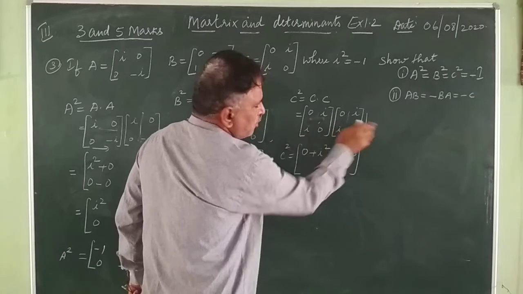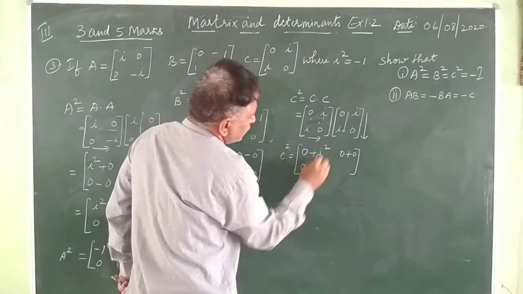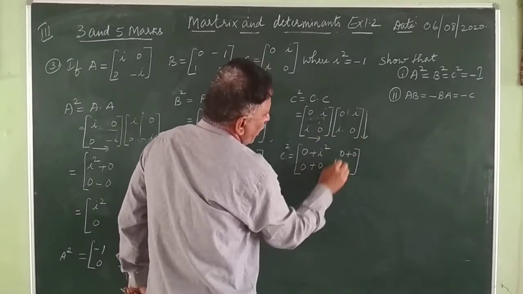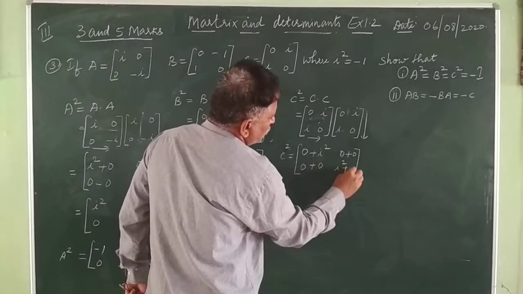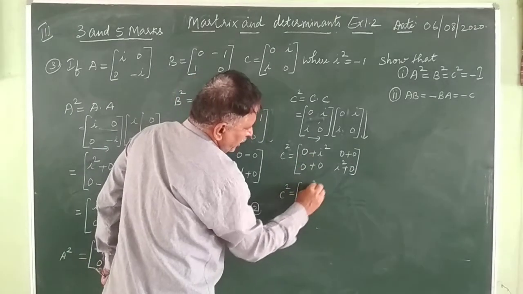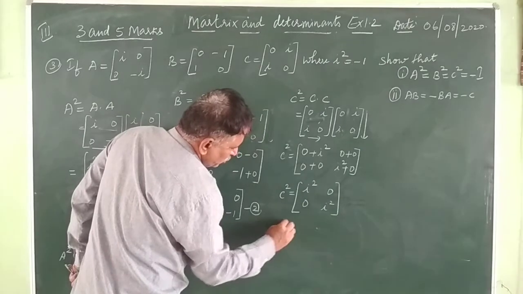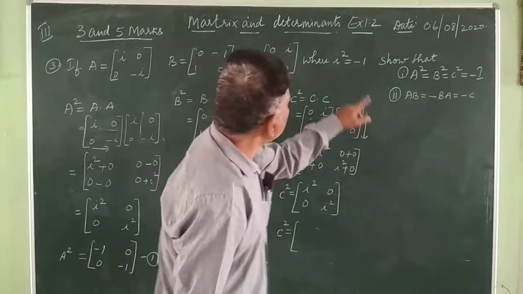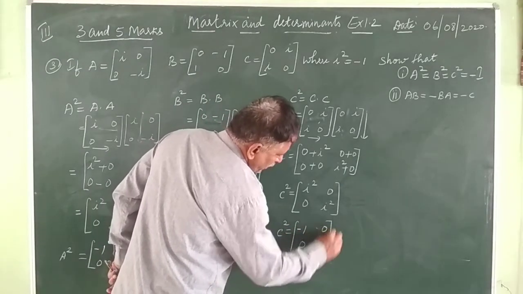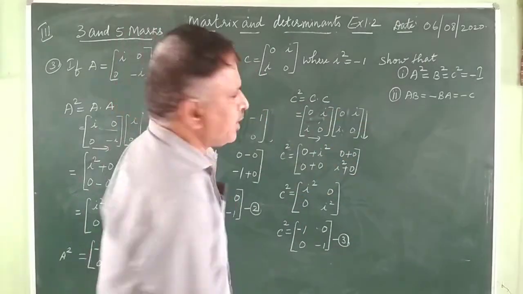First row is over. Second row, first column: i into 0, 0. Plus 0 into i, 0. Next, second row, second column: i into i square. Plus 0 into 0, 0. So C square is equal to 0 plus i square is i square, 0 plus 0, 0, 0, i square. Therefore, C square is equal to, since he has given i square is equal to minus 1, this will become minus 1, 0, 0, minus 1. Let it be equation 3. Now what is the last one? It should be equal to minus I.